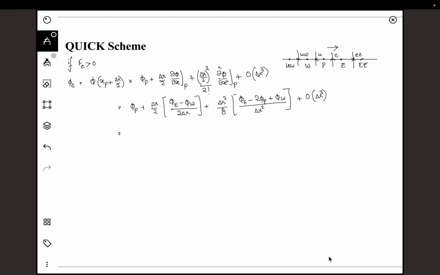So if I take the terms together, so I have a phi p here and then a minus 1 by 4. So 3 by 4 phi p. And for the east, I have a 1 by 4 here and then a 1 by 8 here. So that will be 3 by 8. Then I have a minus 1 by 4 plus 1 by 8. So that will be a minus 1 by 8 phi west plus delta x cube. Now we can use the same derivation for exercise. I leave that as an exercise, so I don't want to go into the derivation of that.